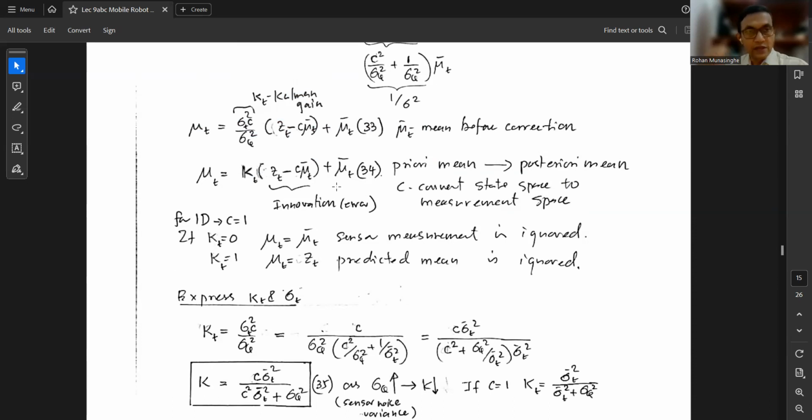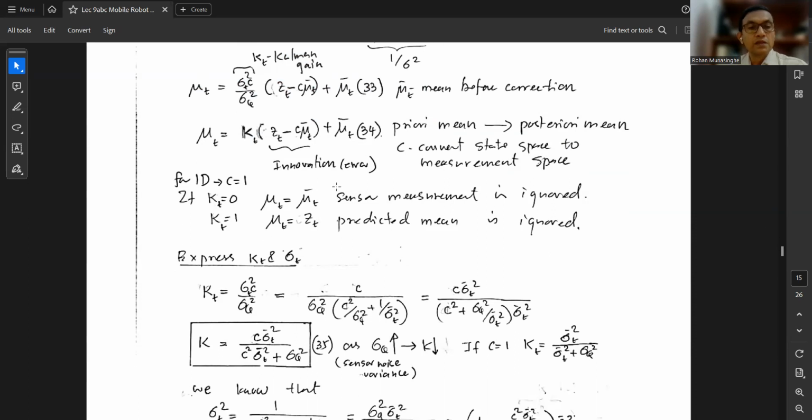You can see equation 34 is much more compact. It clearly explains how you combine these two things together. One is what the sensor tells where you are, and the other is what your dynamic model predicts where you are. All right. So I think I discussed with you last time these two cases when Kalman gain is 0 or 1.